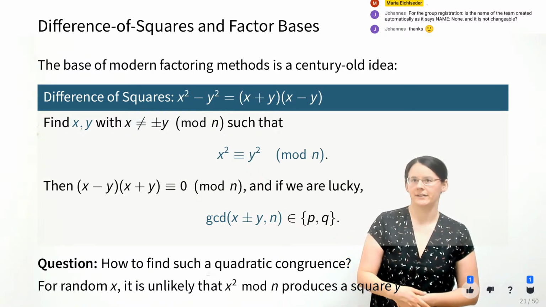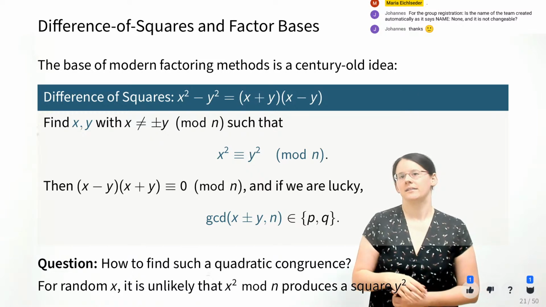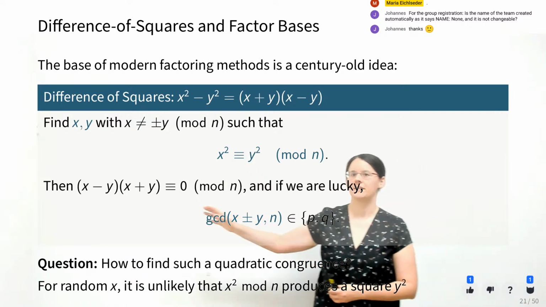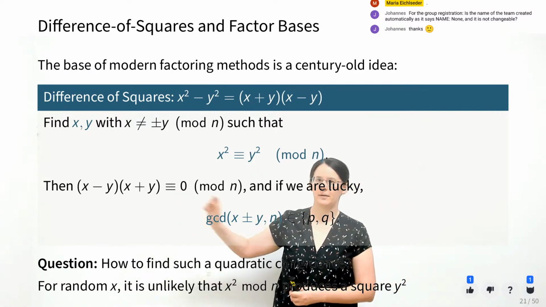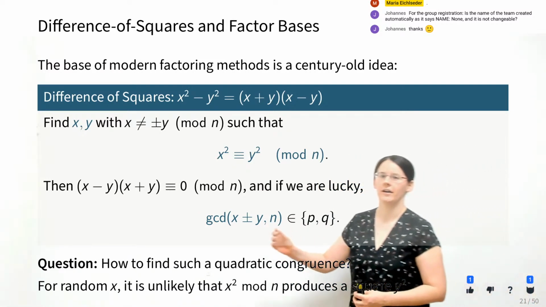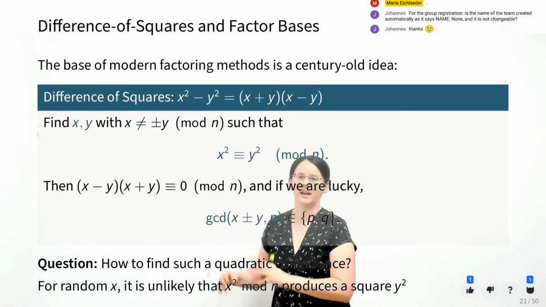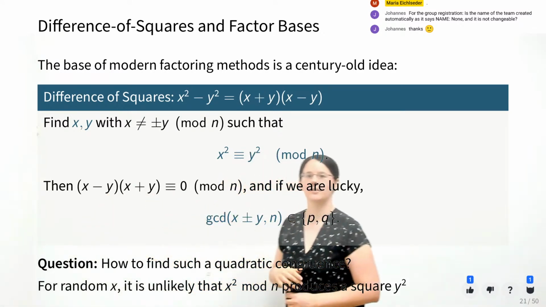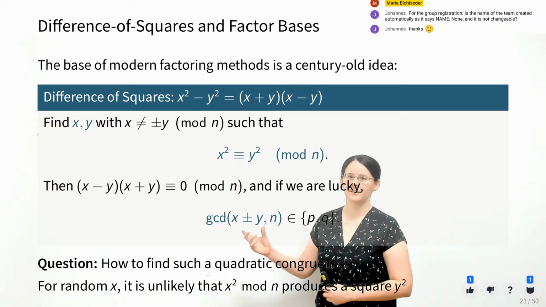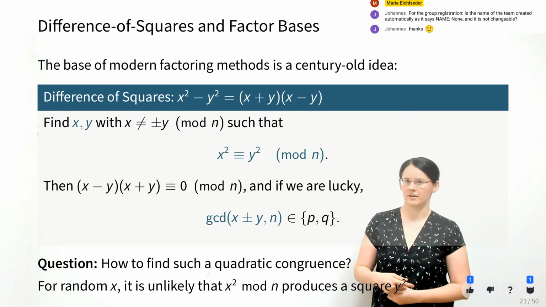And the reason for this is the following. If we have two such x and y whose squares are equivalent modulo n, then in other words, their difference is 0 modulo n, which means this difference is divisible by n. So what we now have is a product of two things that is n, or a multiple of n. So in other words, we have two factors that could actually be factors of n. And how do we verify this? We verify it by taking these two factors, x plus y and x minus y, and computing the greatest common divisor with n.